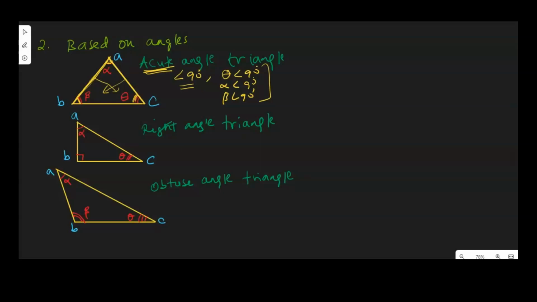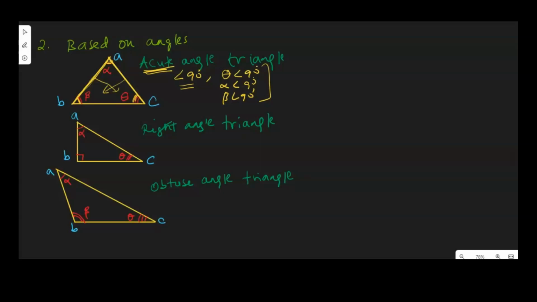The third type of acute angle triangle can be a scalene acute angle. That means an acute angle triangle can have different sides. They may be different in length, and also the angles may be all different, but all of them less than 90 degrees. So an acute angle triangle can be a scalene triangle, it can be an isosceles triangle, it can be an equilateral triangle.